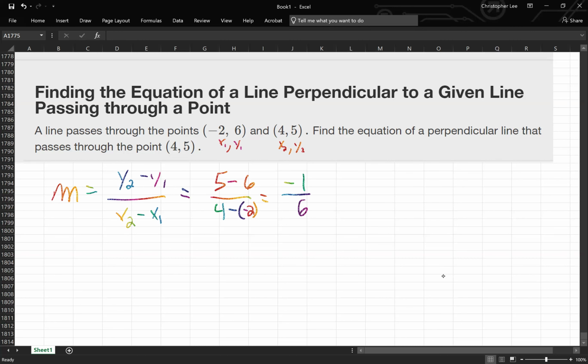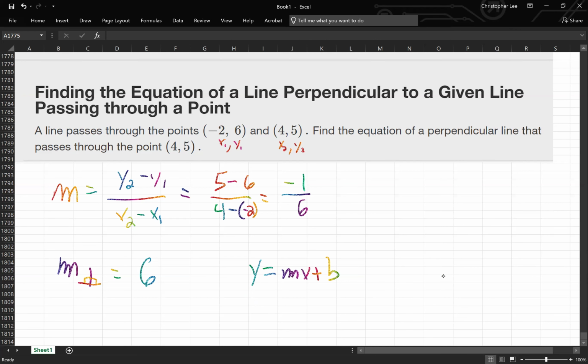Now, remember, I want the perpendicular line, right? So what am I looking for? This is perpendicular, right? So I want the negative reciprocal of the slope that I found there, right? So the negative reciprocal of negative 1 over 6 is going to be just positive 6. All right. And then I want it to pass through the point 4, 5. So you already know y equals mx plus b, right? So this is going to become y.